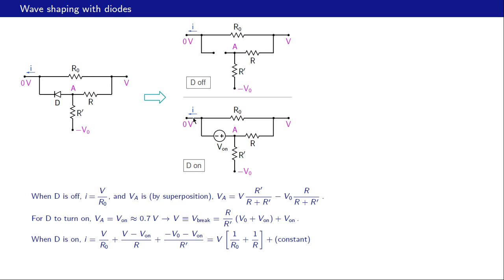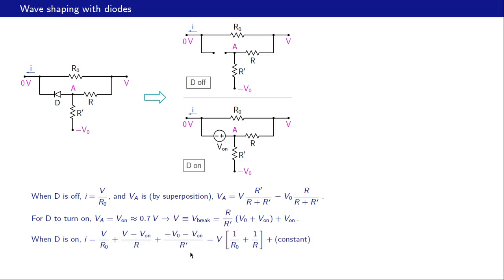Let us now look at this current when the diode is conducting. It is composed of two parts, this current and that current. Now this first part is the same as before, V minus 0 divided by R0, that is V by R0. And this second current we can find by adding this current and this current. Now when the diode is conducting, since this is 0 volts, this VA is equal to V on. What is this current then? It is V minus V on divided by R, that is the second term here. And what is this current? It is minus V0 minus V on divided by R prime, the third term here.